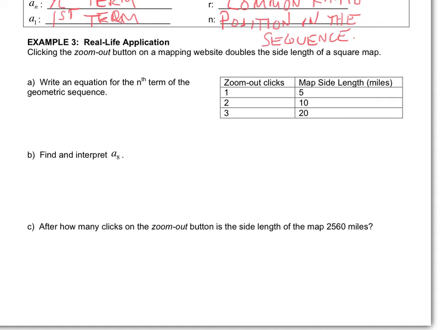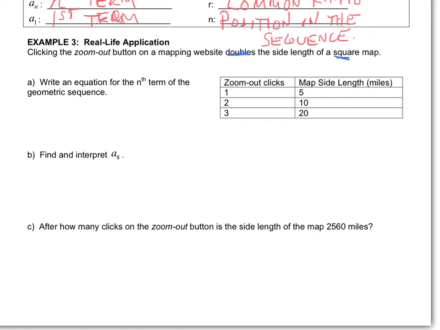Alright, so let's just see how this works. Okay, so here's a real-life application. We're talking about clicking the zoom out button on a mapping website doubles, kind of important there, doubles the side length of a square map. Square is kind of important there too. We're given a little bit of a table there that gives us this information.